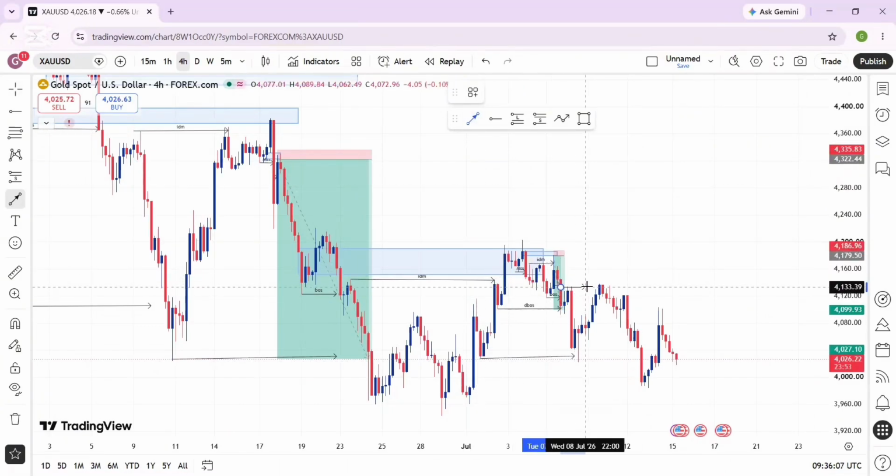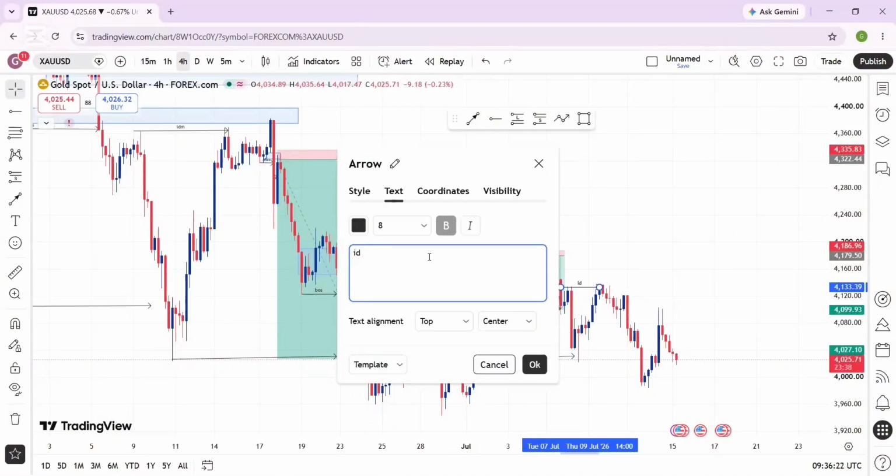So this was our first body pullback. Now this was not just one candle. This pullback was multiple candles. After this break of structure, break, market pullback. This was our inducement. That is now I'm getting my directional bias.